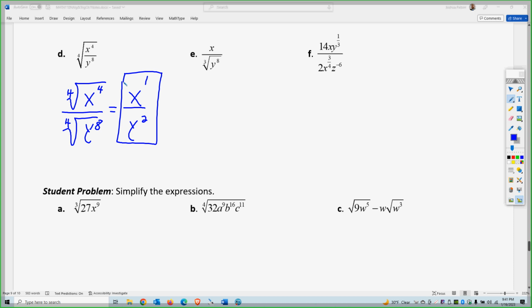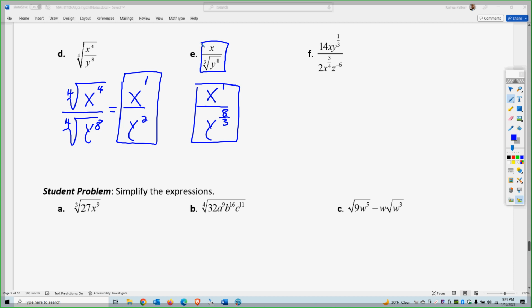All right, so if we look at this one, what can we possibly do? Well, reality is nothing. As we rewrite this, this is x over y to the 8 thirds. There's not much you can do there, because there's nothing in common on the top nor the bottom. You're just changing from radical notation to exponent notation, so either one is fine.